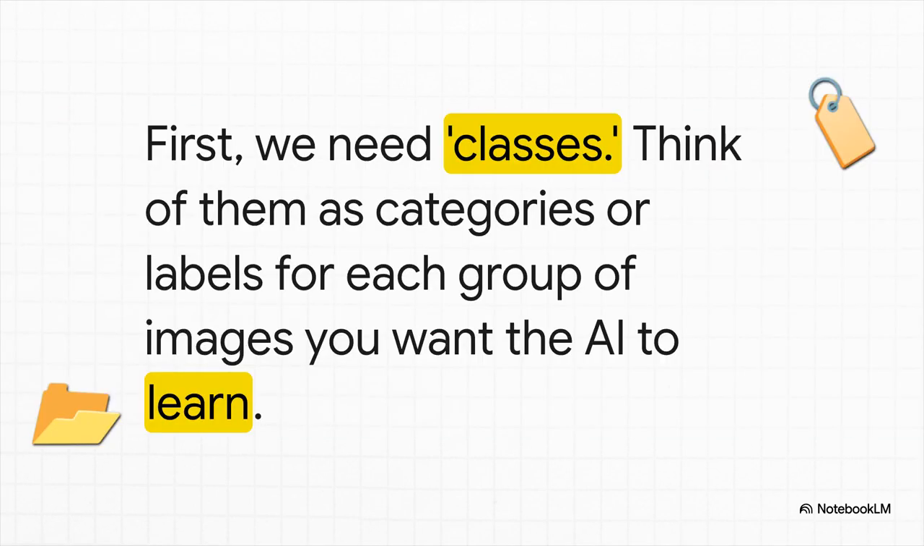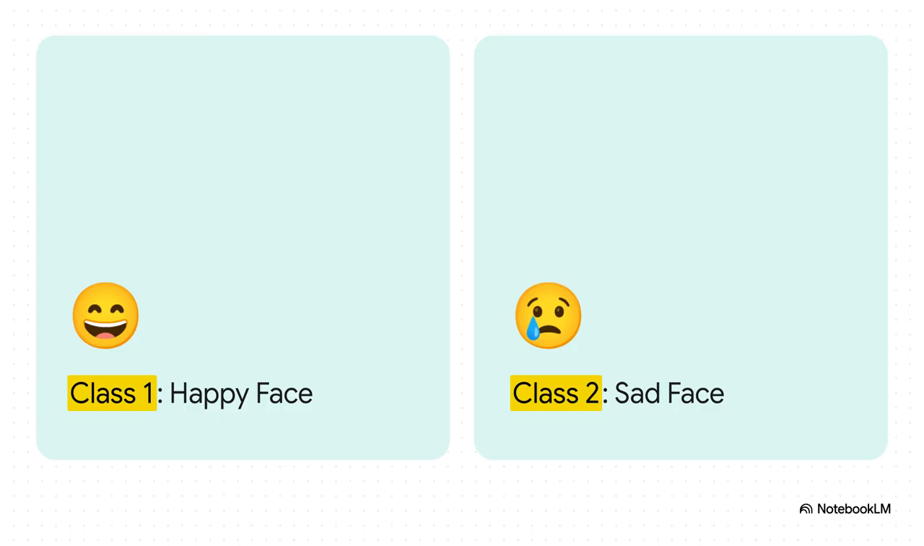So, to get started, we've got to organize our data into something called classes. Now, don't let the word scare you. Just think of them as categories, or like different folders you'd have on your computer. Each class is going to hold a different group of pictures for our AI to learn from. For our project today, we're going to teach our computer to recognize human emotions. How cool is that? We'll create 2 classes, one called Happy Face and another called Sad Face. Our goal is to train a model that can actually tell the difference between the two.